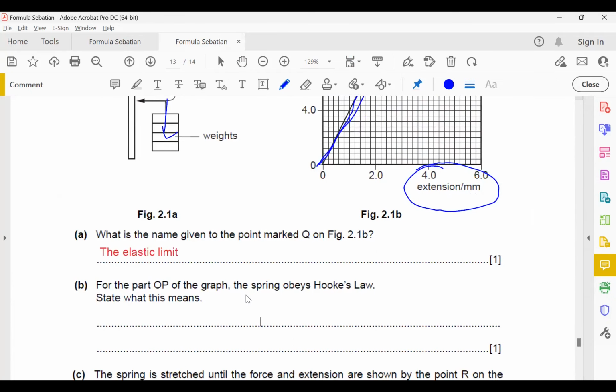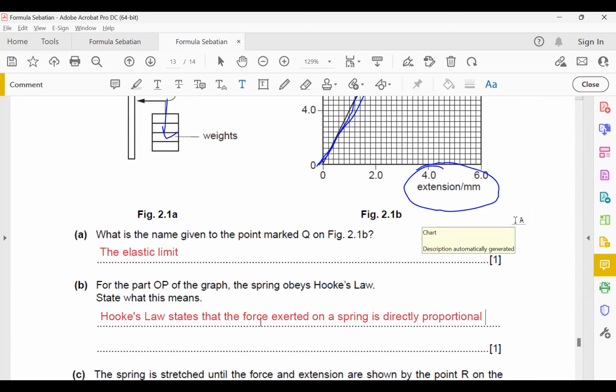They want you to state what is meant by Hooke's law. So you're going to say the exact same thing. Hooke's law states that the force exerted on a spring is directly proportional to the extension, provided the elastic limit is not reached.